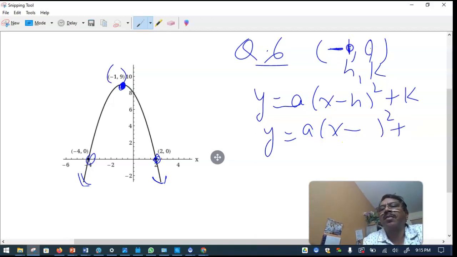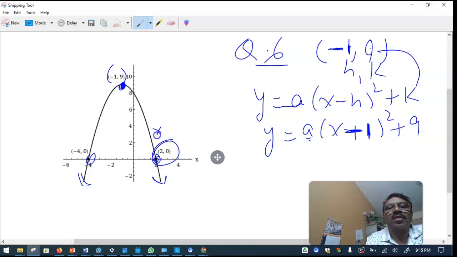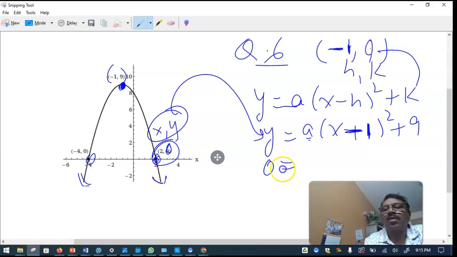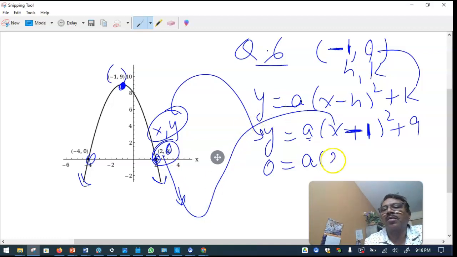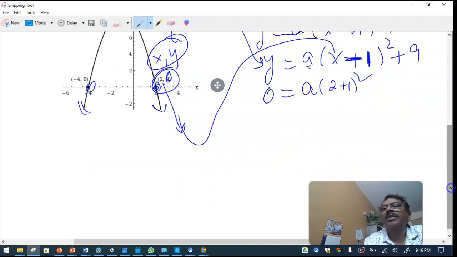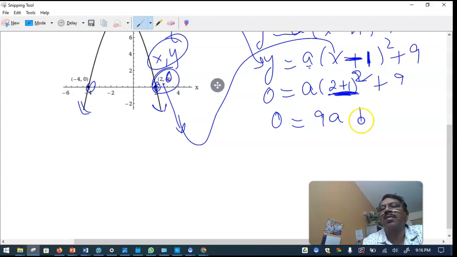So opposite, this minus 1 with this minus will make it plus, right? So it becomes plus 1. And the k, when you plug in, is straight away 9. Now, how do you figure out what a is? I will use this point as x and y to plug in. So the y will go right here, that is 0. So this will be 0 equals a, and x is 2, which will go right here, 2 plus 1 whole square plus 9. Now this will be 3, 3 times 3, because there's a square. 3 times 3 is 9. So this is 9a plus 9.